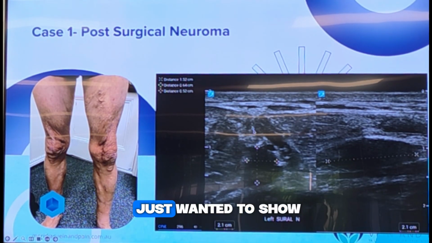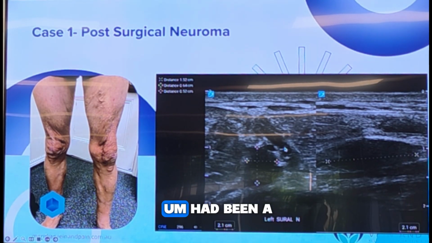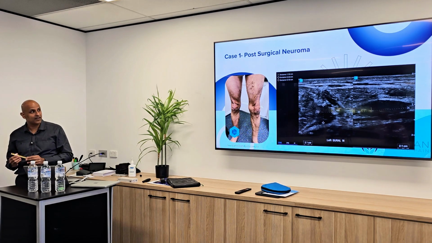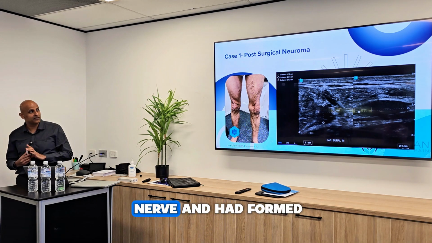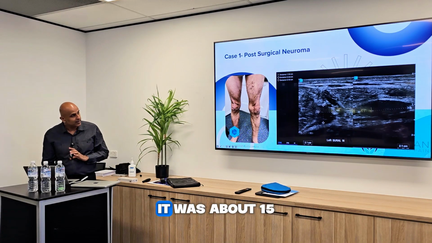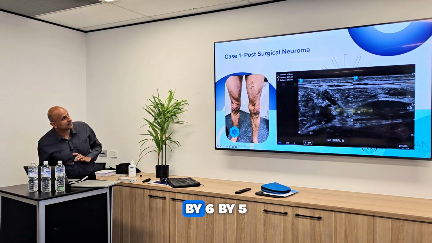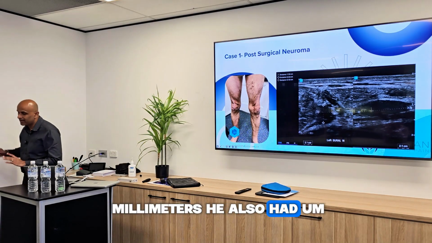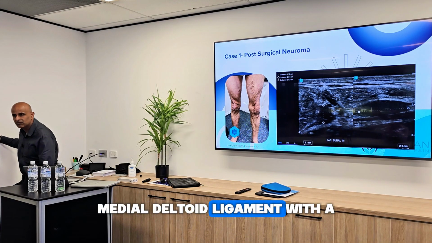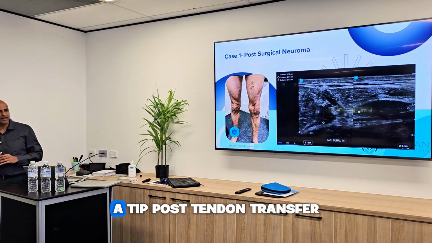So cryoneurolysis, just wanted to show you a case. This guy had been an AFL player, he'd had a medial gastrocnemius release by one of the foot and ankle surgeons around here, who pranged his sural nerve and had formed a neuroma. So this is what we saw on ultrasound, large fusiform neuroma. It was about 15 millimeters in size by 6 by 5 millimeters. He also had a reconstruction of his medial deltoid ligament with a tib post tendon transfer.